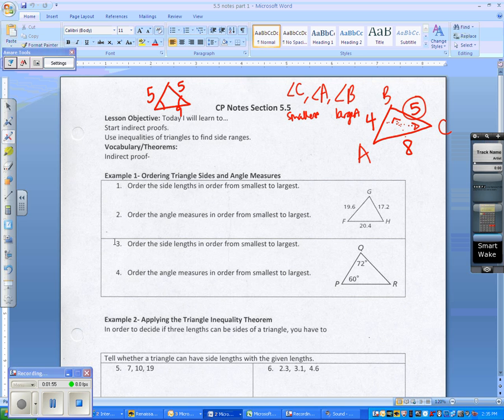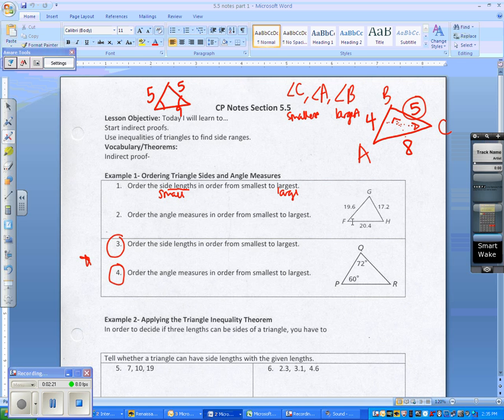So I'll do 1 and 2 for you, but you are responsible for finishing number 3 and number 4. Remember, I need to check those, and we're going to put these answers into responders too. Number 1 says order the side lengths from smallest to largest. Okay, they just want the side lengths.